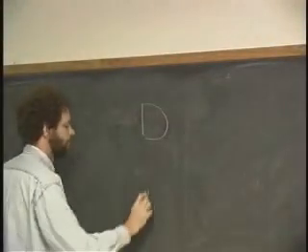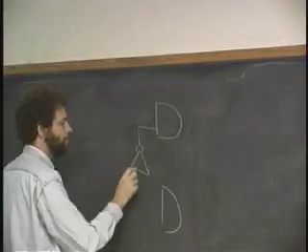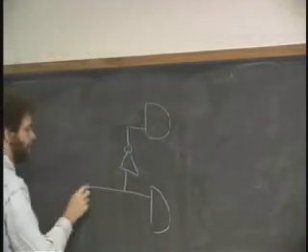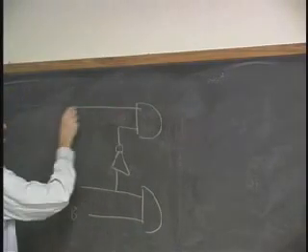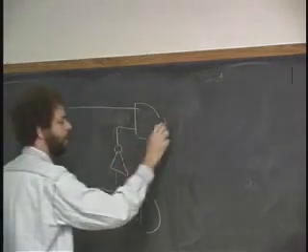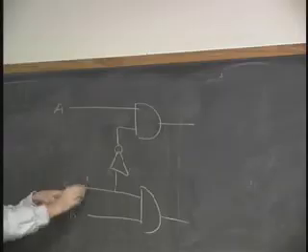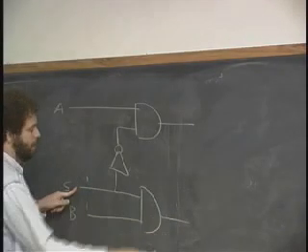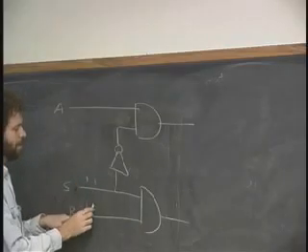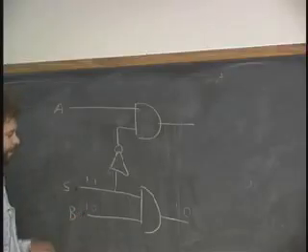So let me just get it exactly the same here. Here's S. Here's B. Here's A. Okay, now let's just think about this circuit so far, okay? If S is 1 and B is 1, then the output's going to be 1. Okay, if S is 1 and B is 0, then the output's going to be 0. Okay, so that's good. Okay, that's one case.